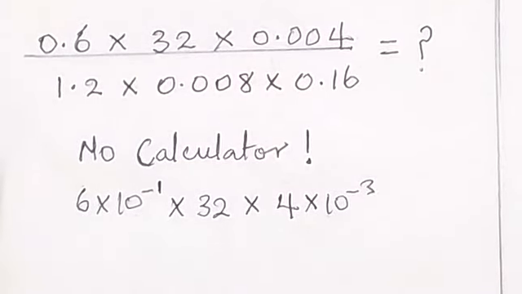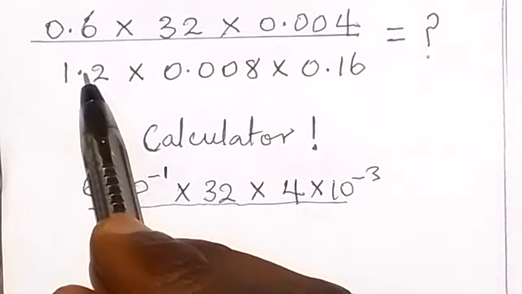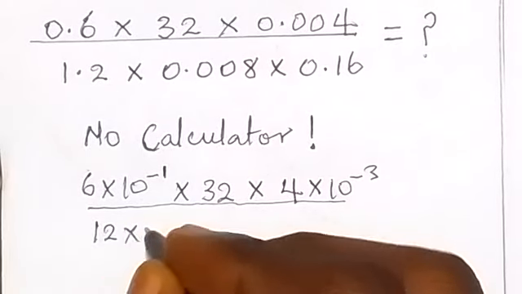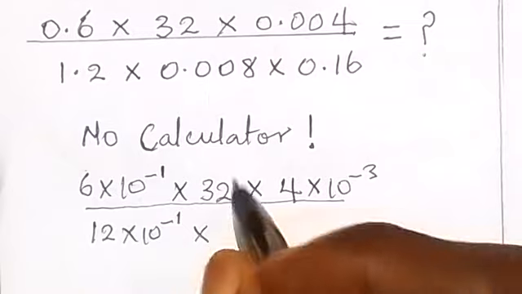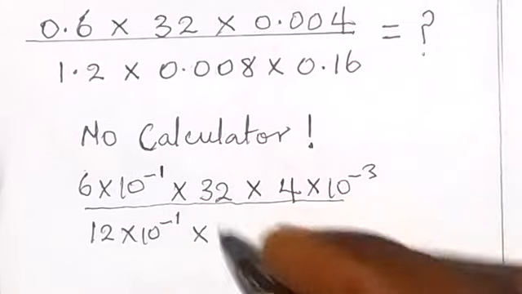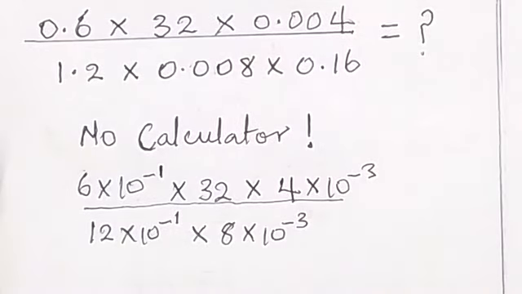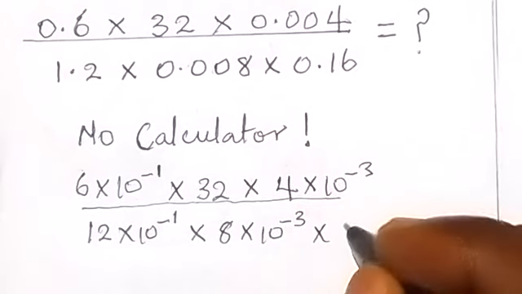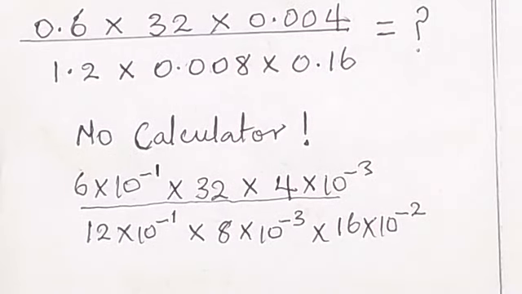So divided by, we do the same thing for the denominator. Here now we shift this point here. So that will become 12, to make it 12 times 10 raised to power minus 1. It shifted just one time. Then times here now 1, 2, 3. 3 times, that's 8 times 10 raised to power minus 3. Then times here now we have 1, 2. That's 16 times 10 raised to power minus 2. So that's what we have there.